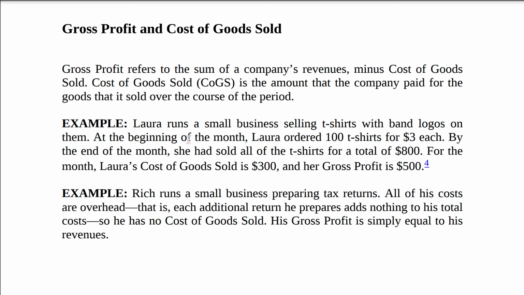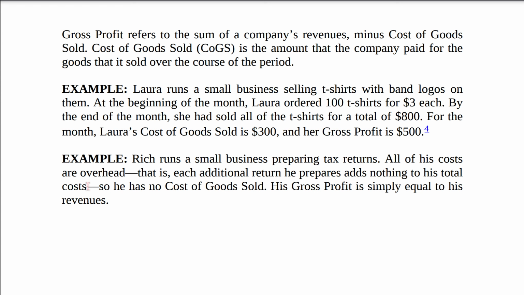For example, Laura runs a small business selling t-shirts with band logos on them. At the beginning of the month, Laura ordered 100 t-shirts for $3 each. By the end of the month, she had sold all of the t-shirts for a total of $800. For the month, Laura's cost of goods sold is $300 because she paid for 100 t-shirts at $3 each, $300, and her gross profit is $500 because she sold those t-shirts for $800. $800 minus $300 will be her gross profit, that is $500. Okay, same example is here also.